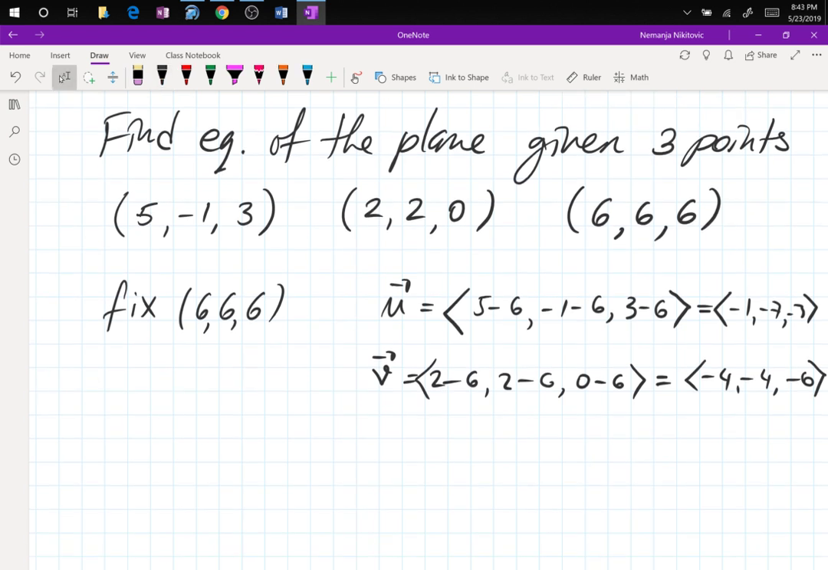So I'm just going to do this by anchoring 6, 6, 6. If you probably anchored 5, negative 1, 3, we should all get the same answer at the end. Did anyone anchor 2, 2, 0? Oh, great. So we'll have a good variety.